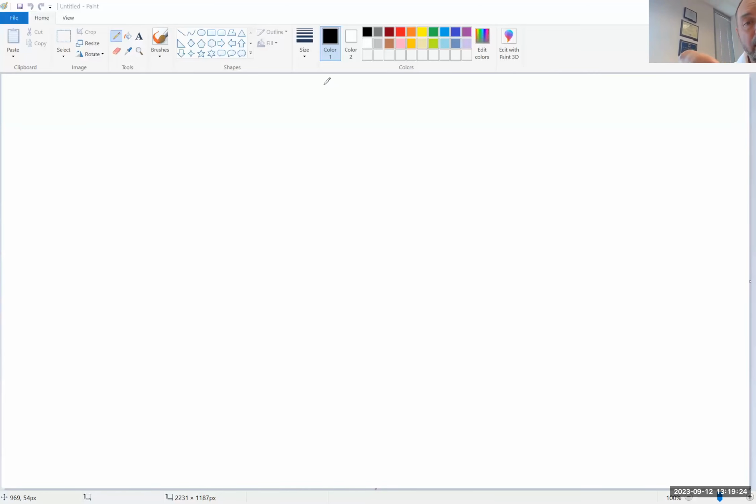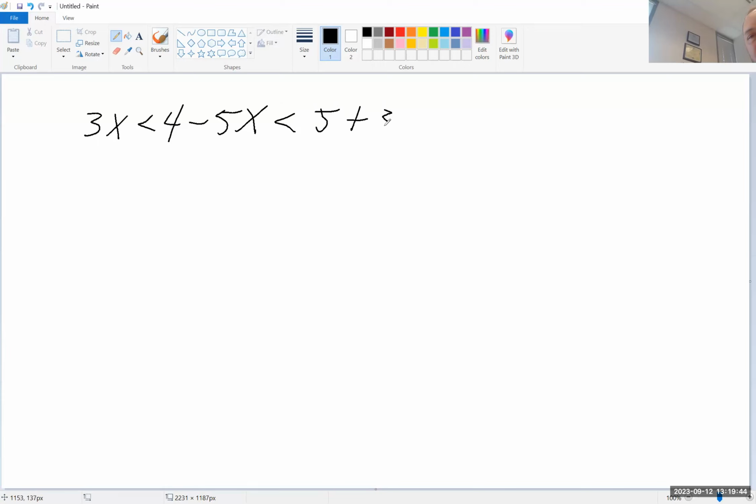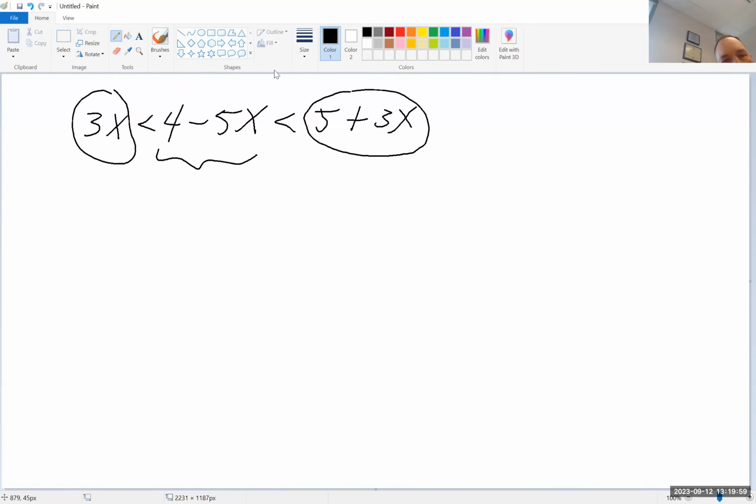Okay, so we're gonna solve a compound inequality, and the compound inequality is 3x is less than 4 minus 5x, and that middle part is less than 5 plus 3x. So one way to say this is that 4 minus 5x is between 3x and between 5 plus 3x.